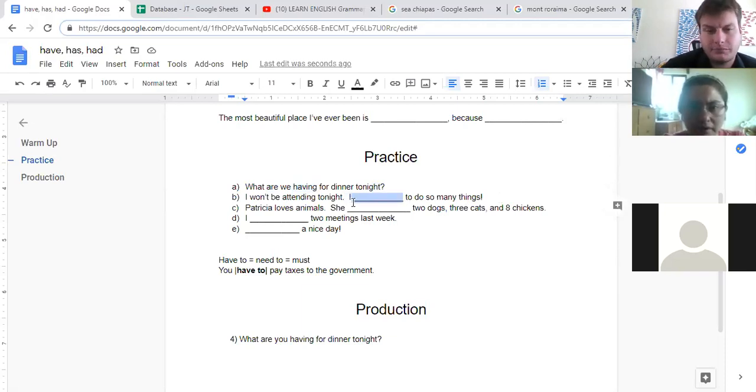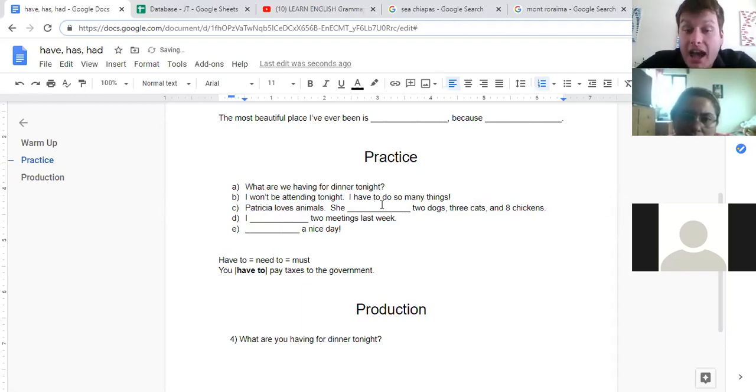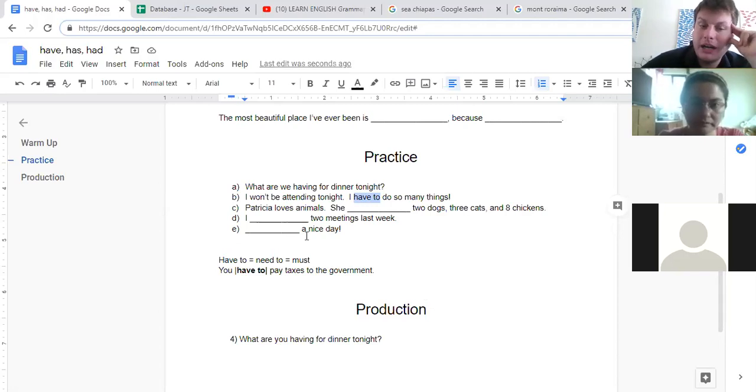Okay, letter B. Who wants to try? Can somebody volunteer to read? For me, okay. Can I read it? Yes, please. Okay. I want to be attending tonight. I have to do so many things. Yes, exactly. I have to do so many things, right? So you should put have and to together to form one thing in this context. Very good. Excellent. How about somebody else for letter C?